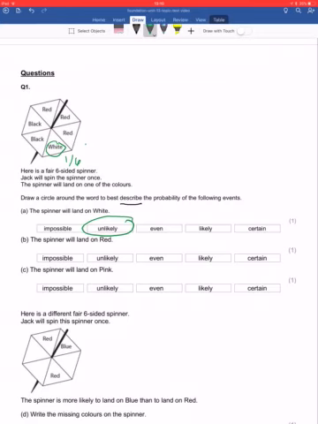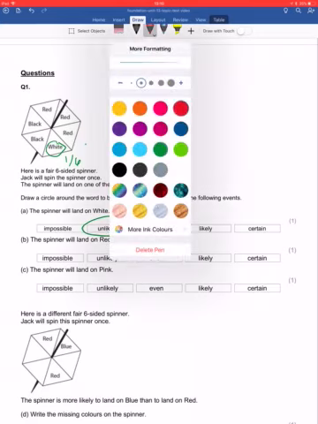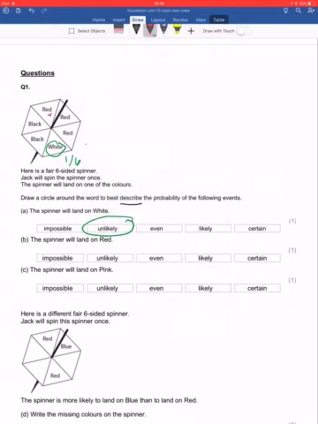It will land on red. So how many reds have I got? I've got 1, 2, 3, 3 out of 6, which is the same as a half, so that's going to be even. It will land on a pink. Well, there aren't any pinks, so it's got to be impossible.